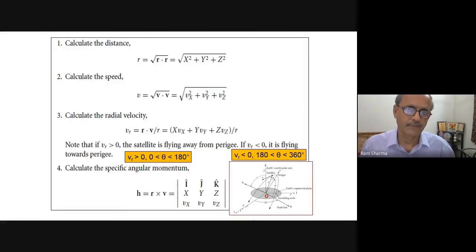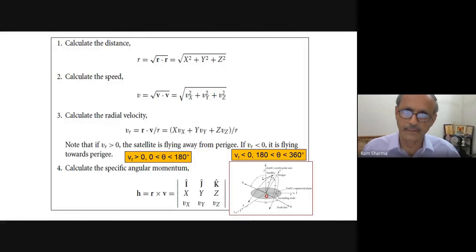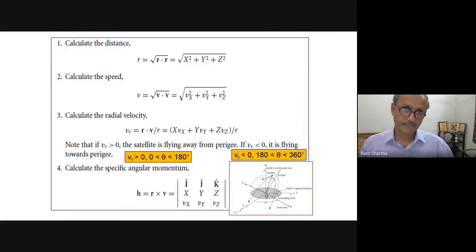Now we go there. We can calculate R. We can calculate V. We can calculate the radial velocity. Radial velocity is R dot V divided by R. Whether you write V dot R or R dot V doesn't matter, because the dot product is commutative. So you can calculate this value.